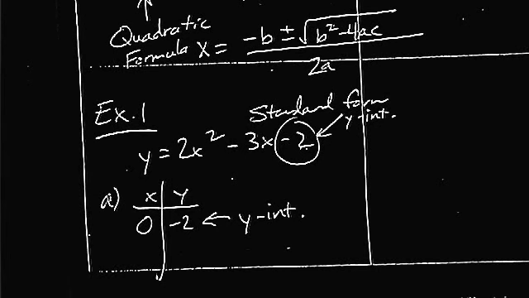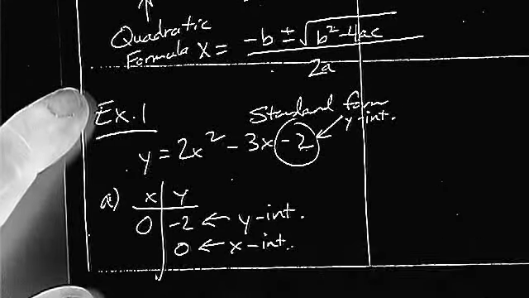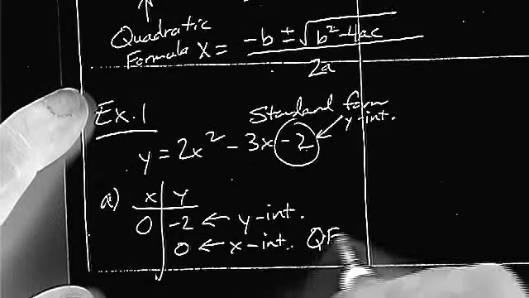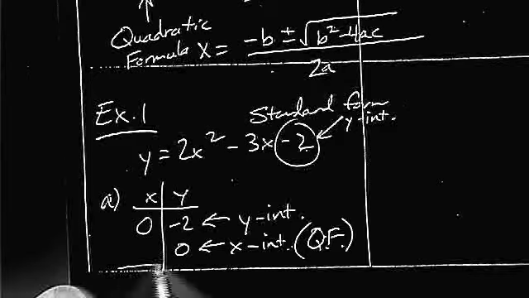true that you can plug 0 in for x. So that should always work. And if you're at all in question, just plug 0 in for x and you'll find it. Obviously plugging in 0 for y is going to find the x-intercepts. And when we do that, that's when we need the quadratic formula to find the other values.